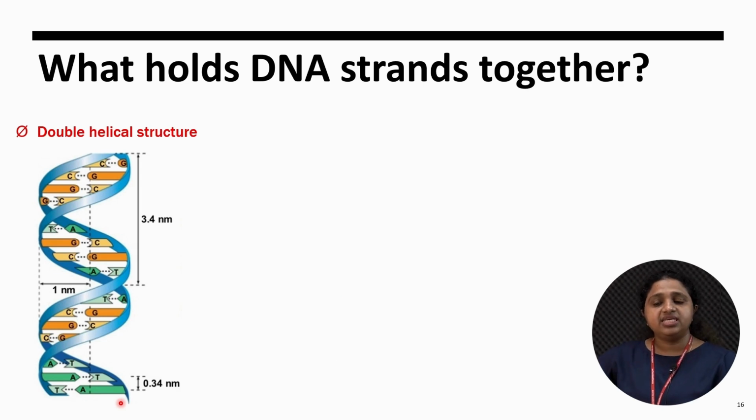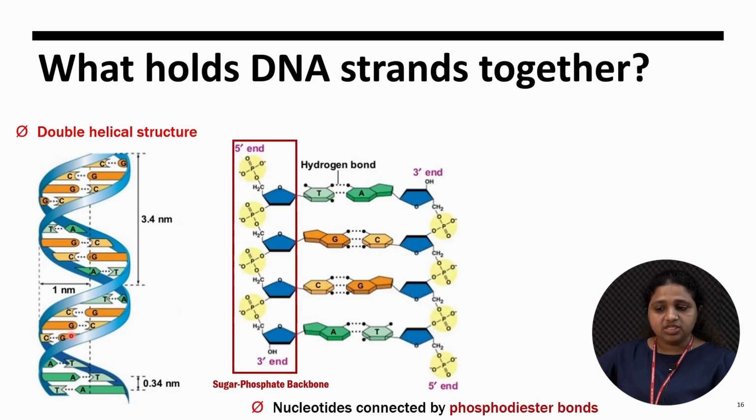So DNA is actually not just one strand. It's two strands that are arranged in a double helical structure. You can see it looks like a staircase, a swirling staircase. So you can see there are two strands, and this is the base of each of these strands. This base is known as the sugar phosphate backbone. The sugar phosphate backbone is comprised of deoxyribose sugar molecules connected to phosphate groups by phosphodiester bonds.